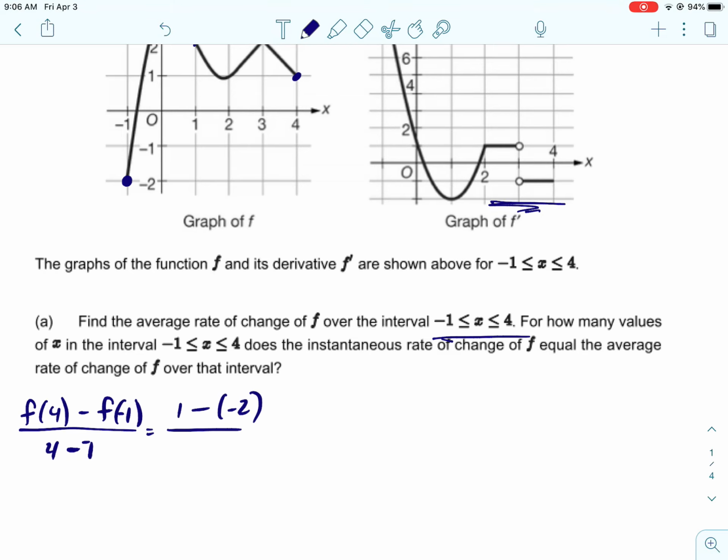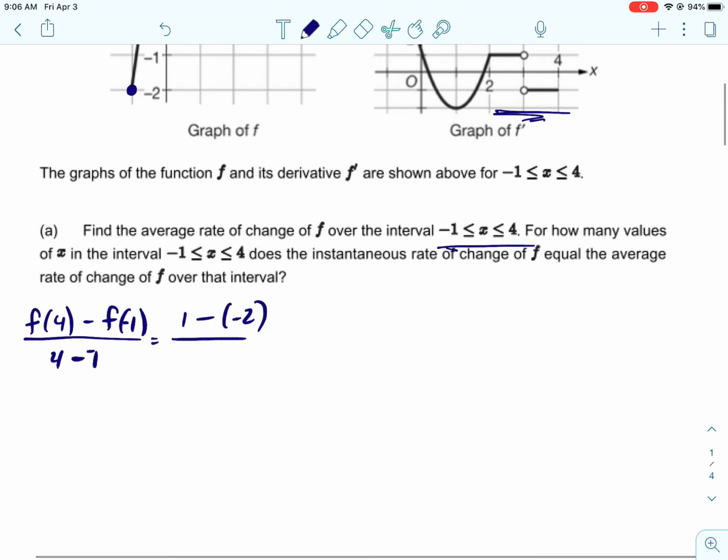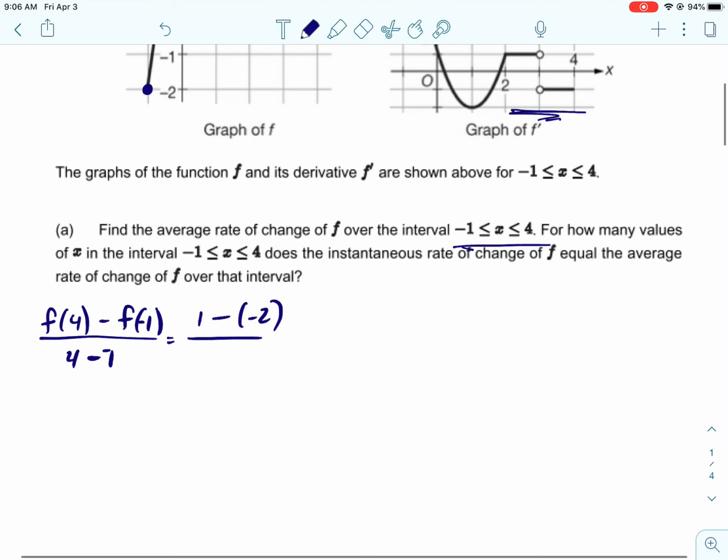Hold on. Oh, it's f of -1. My bad. f of -1 is -2. Alright, so then on the denominator, 4 minus -1 is 5. And then on the numerator, 1 minus -2 is 3. Okay, so that's going to get you 1 point. Doing that average rate of change formula is not a difficult topic.